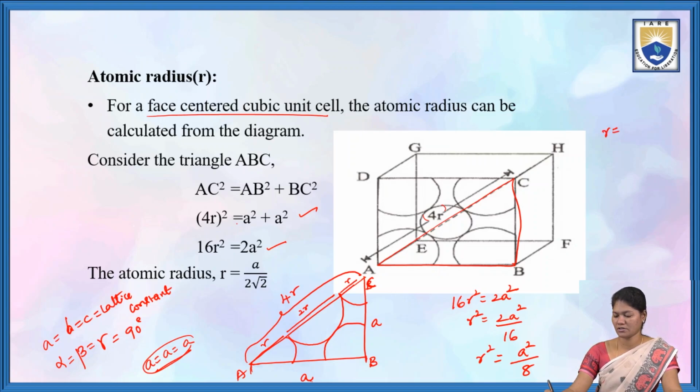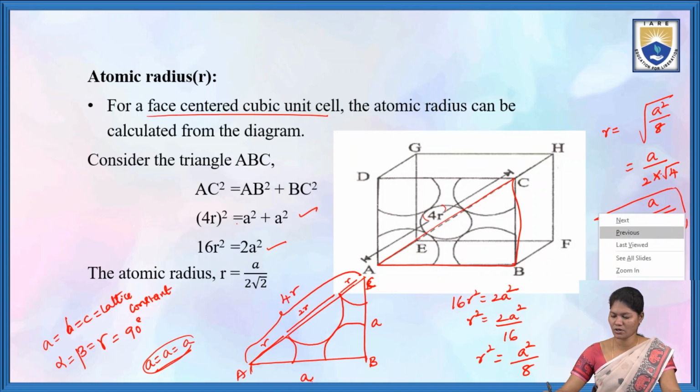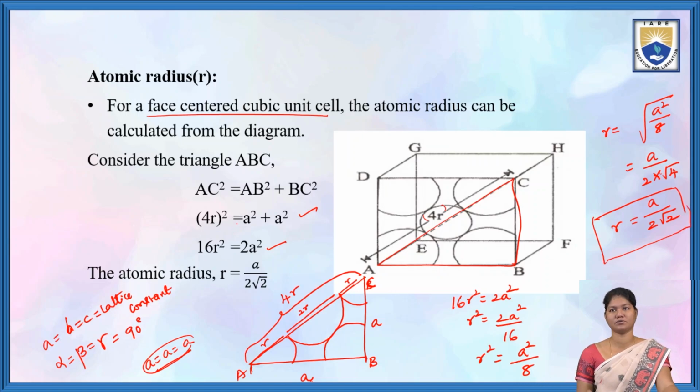So now R is equal to the root of A square by 8. That is equal to A by 2 into root 4. So A by 2 root 2. So the atomic radius R is equal to A by 2 root 2.